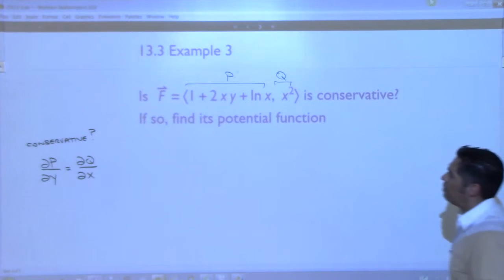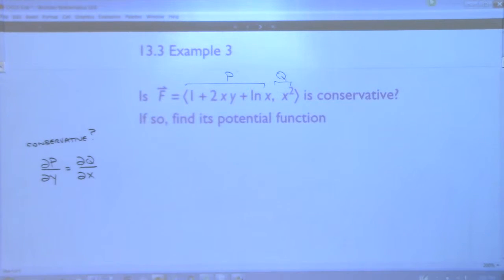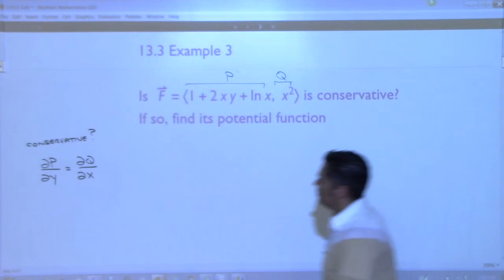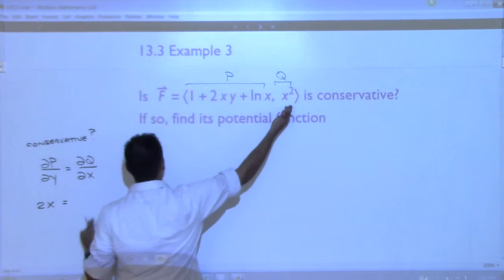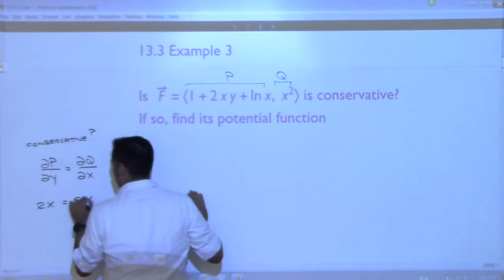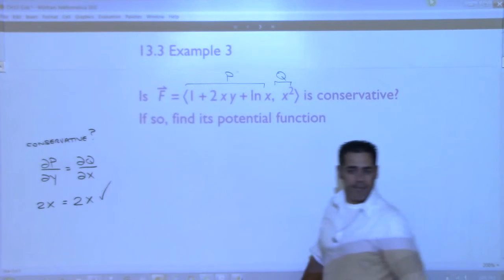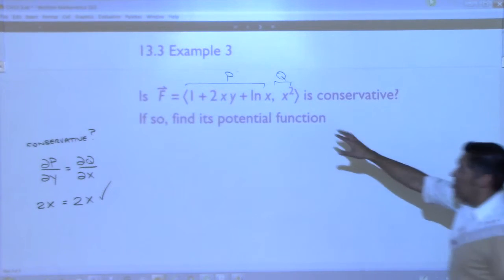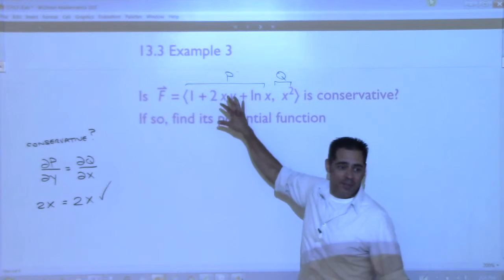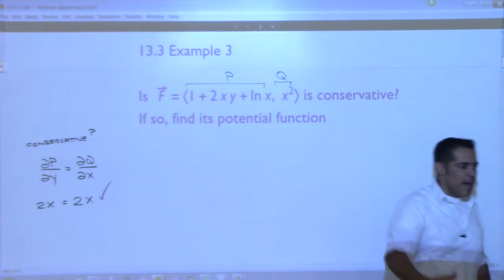So what is the partial of p with respect to y? 2x. What is the partial of q with respect to x? 2x. 2x, beautiful. This is conservative, isn't it? We have a conservative vector field. Now, that means that this is the gradient of something. We have to go find it now.